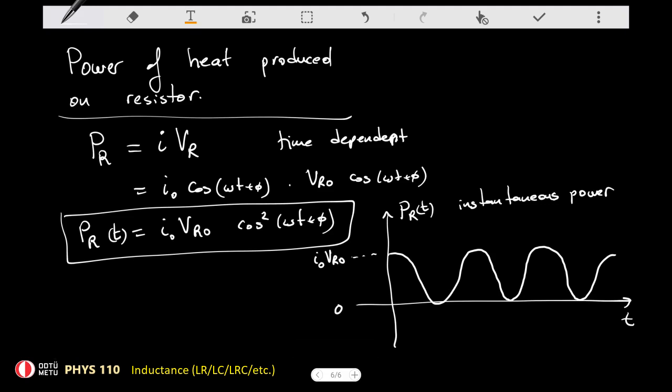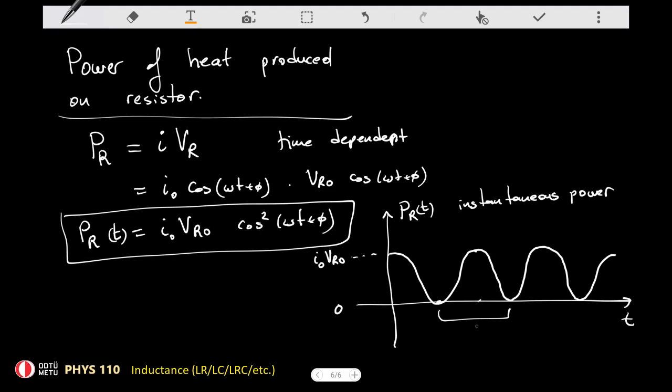Right, so as a result, if you are using, for example, a hair dryer, it uses power like that. So there are certain moments where your hair dryer uses 0 power, and at some times it uses maximum power. But usually this time difference is very small. It just happens very quickly, so it's something that you don't notice.